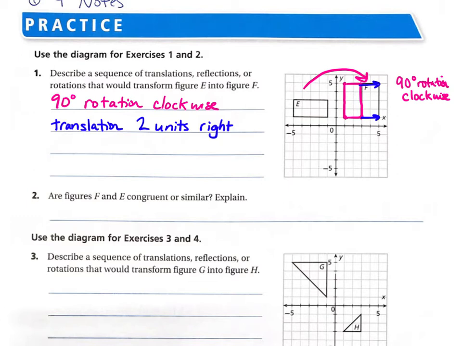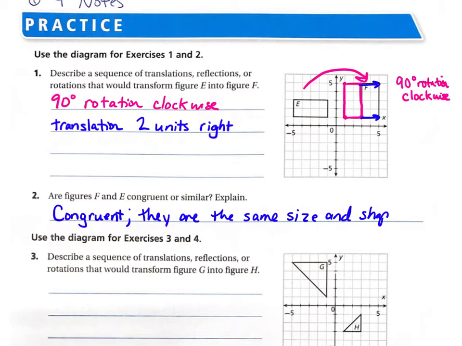Now, are figures F and E congruent or similar? Well, they are the same size and shape, so they are congruent. An explanation, they are the same size and shape. If they were similar, they'd be the same shape, but the size would change.